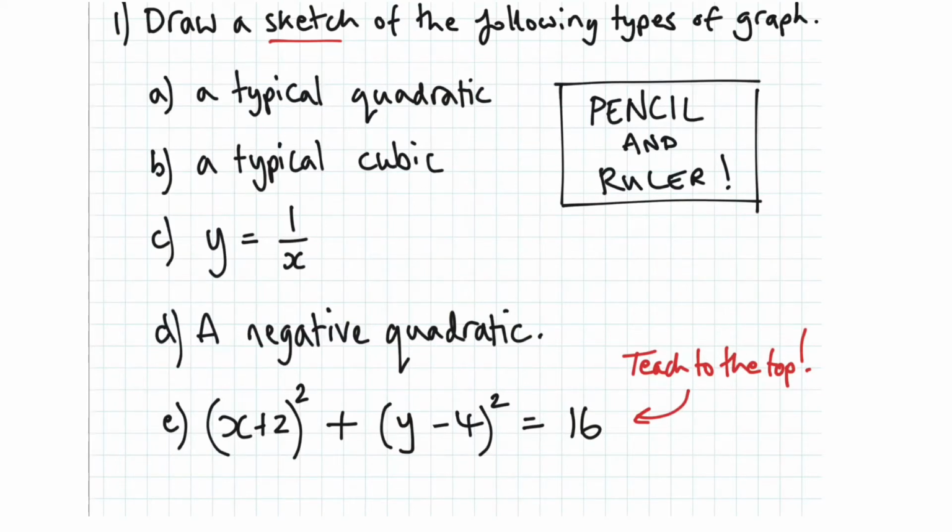I need you to draw, sketch a few graphs. The first one a quadratic, then a typical cubic. You've got the reciprocal graph, y equals 1 over x. Think about what a negative quadratic looks like, and then finally, question E. You have to decide what shape that is and where the centre is. There's a clue for you.